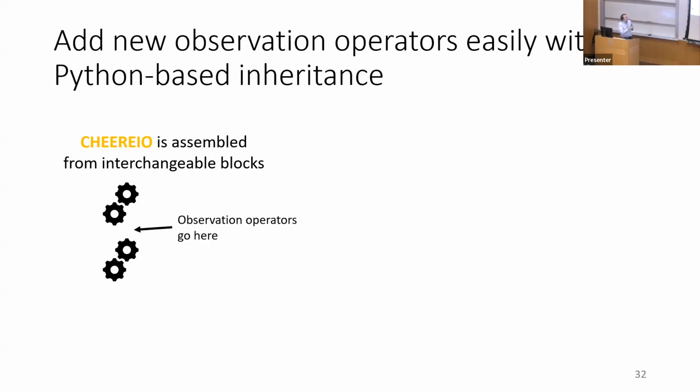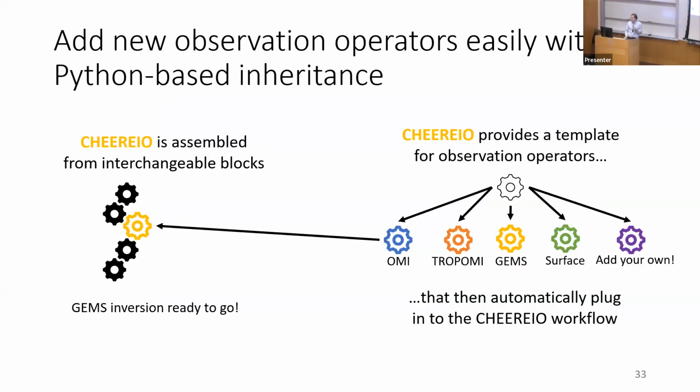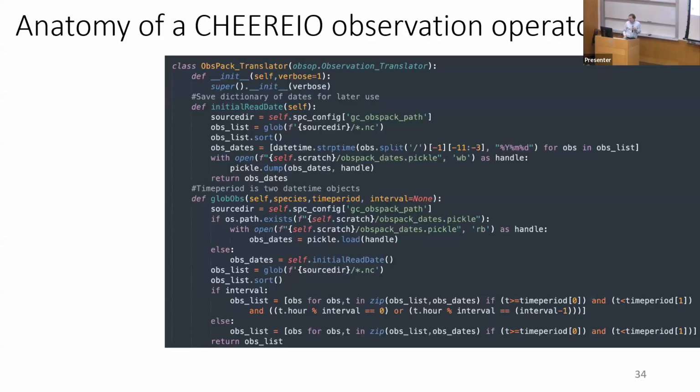So it's designed in this object-oriented way. So CHEEREIO provides you a template for observation operators. If you follow the rules of the template, then whatever you add will plug right into CHEEREIO and work perfectly. And the way it enforces the rules is called inheritance. So it will fail if you didn't follow the rules right. At least it should fail. And this is helpful because it saves you a lot of time if it doesn't run for like 3 weeks incorrectly.